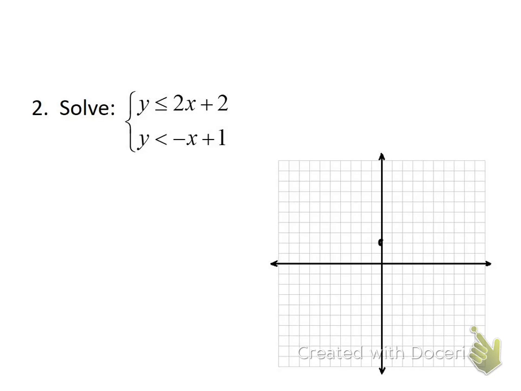Put a point at 2 on the y-axis. Okay, our slope is 2 over 1, so we go up 2, to the right 1, and we can keep on putting more and more points to get a good idea of that line. Emily, is that line going to be solid or dashed? Solid. We've got the equal to bar. So that means it will be solid.